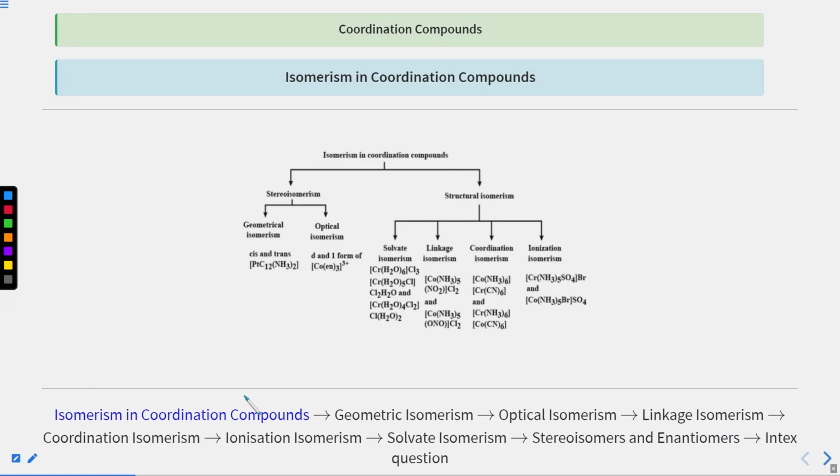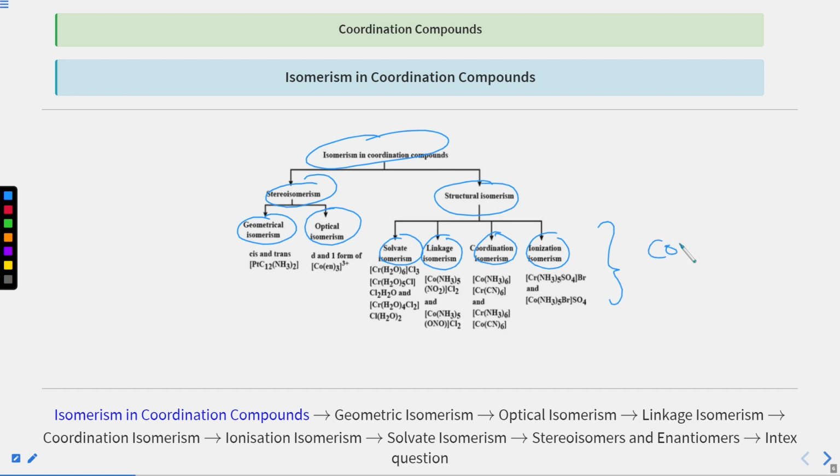Now, this is the table that you should look at. Isomerism can be broadly divided into two, stereo and structural. Stereo can be divided into geometrical and optical, whereas structural can be divided into solvent, linkage, coordination, and ionization. So this structural classification is specific only to coordination compounds.